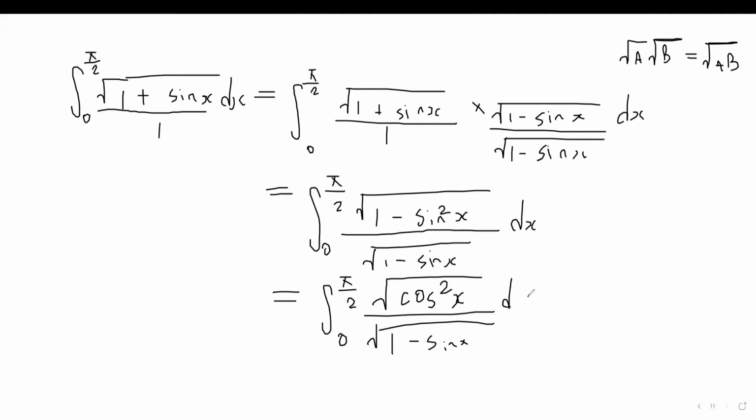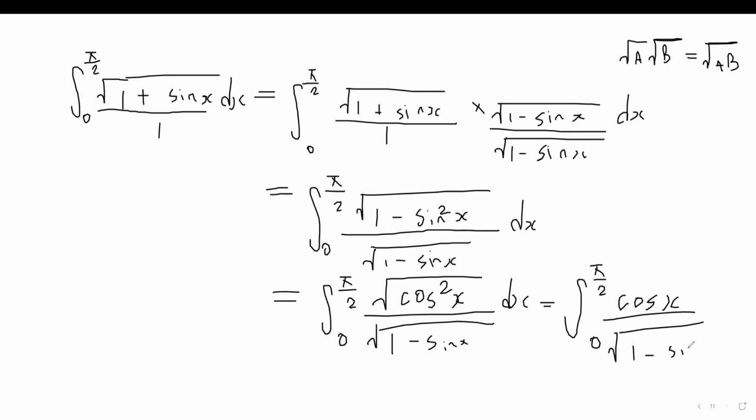So this is what we have. Now, Marika, when we square root cos square, we end up getting the integral from 0 to pi by 2 of square root of cos square, which is cos x. This becomes cos x over the square root of 1 minus sine x.